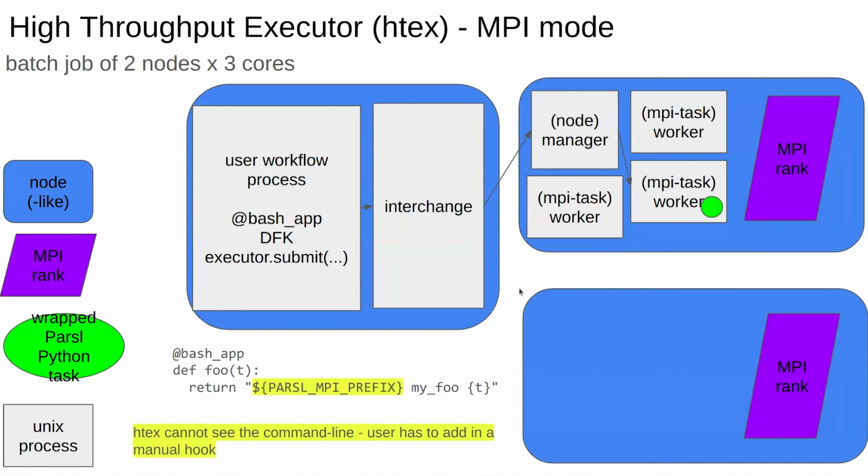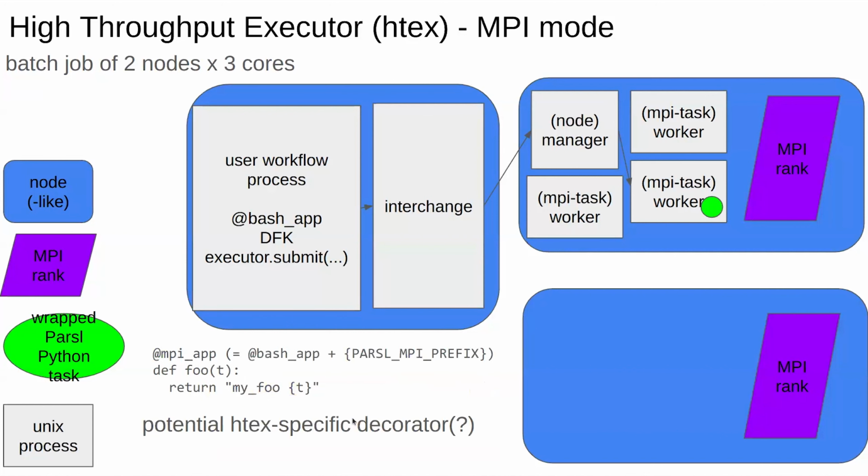Okay, because the worker HTEX can't ever see this command line in the Parsl task model. It's completely concealed. Okay, so potentially you could, for UI purposes, make an HTEX specific MPI app which looks like a bash app, but it puts that bodge in for you as well. Okay, and if we were just trying to do HTEX, this would be a perfectly fine thing to do, I think. And still the core of Parsl wouldn't know about bash, it wouldn't even have to know about MPI.